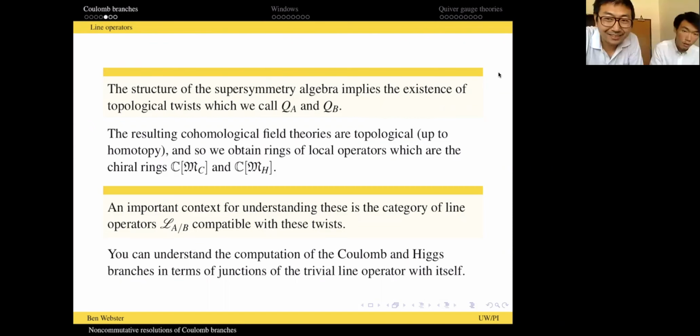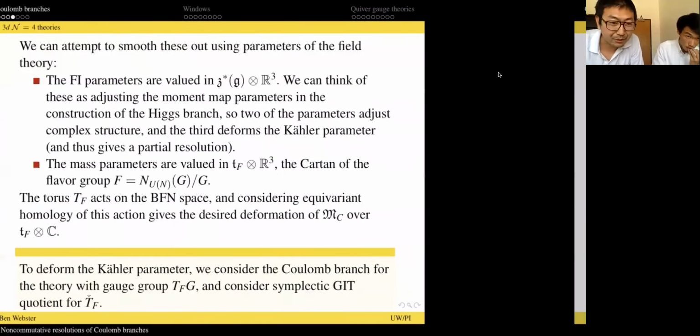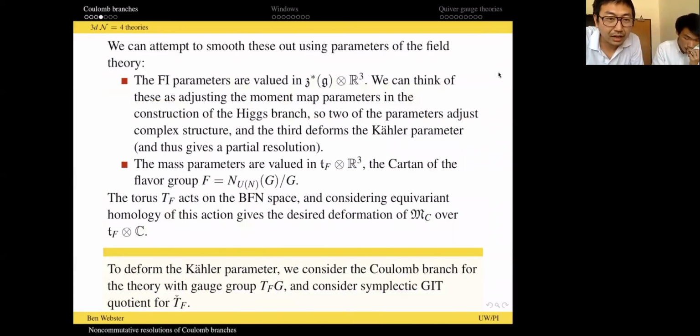Sorry, hi Ben. Can we go back one slide? I have a question about these parameters. Is it true that the Fi parameter just controls the Higgs branch and doesn't touch the Coulomb branch, and the mass parameter just changes the Coulomb? I hope I have not reversed these. I think I carefully checked and I got this right. I've gotten them backwards in the past.